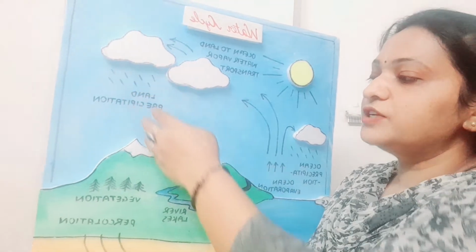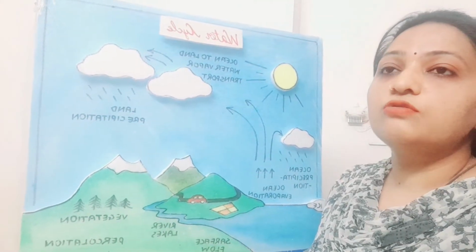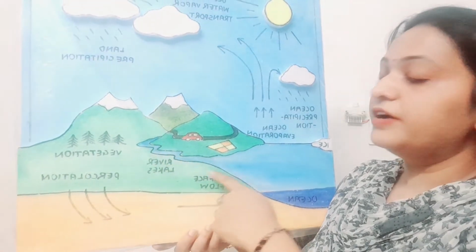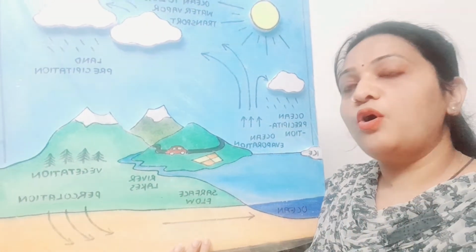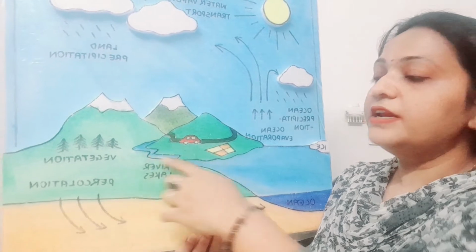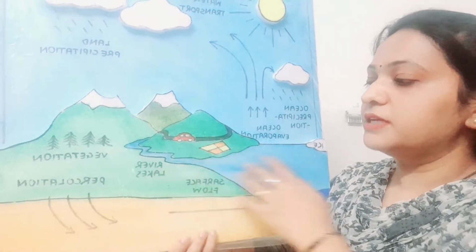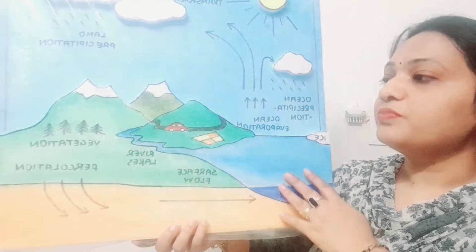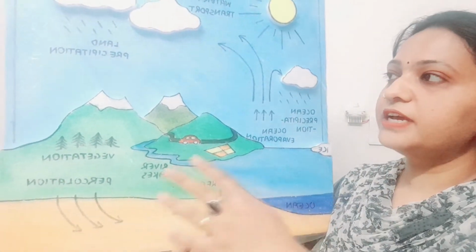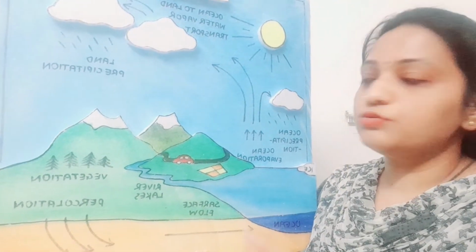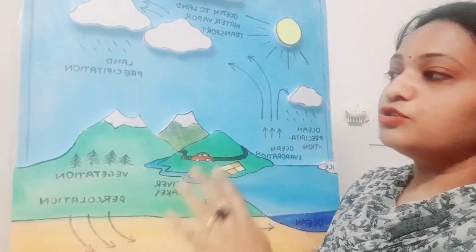The fourth step we have discussed earlier is runoff. The water which comes from the clouds in the form of rain comes back to the rivers and all the water bodies like ponds and wells. It runs off into them, and basically all the water bodies mix with the ocean. So this is the fourth step, where runoff gives the water back to all the water bodies.